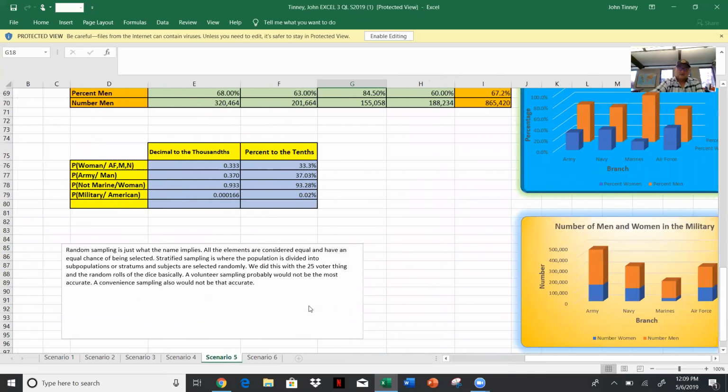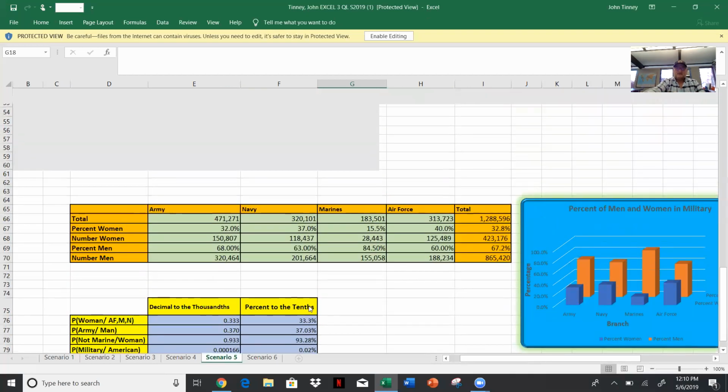I've written a note here somewhere about this. Random sampling is just what the name implies. All the elements are equal and have an equal chance of being selected. Stratified is when the population is divided into subpopulations, or strata, and the subjects are selected randomly. The 25 voter thing and the random rolls of the dice basically is what we did with those. Volunteer sampling wouldn't necessarily be the most accurate. If they volunteer, they may have a bias in the first place, whatever the question or whatever you want to find out. And convenience sampling would probably work, but it probably wouldn't be that great.